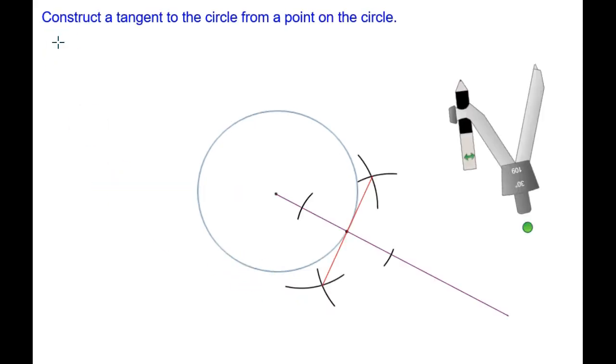If you're trying to construct a tangent to the circle from a point on the circle, the first thing you have to do is construct a ray going from the center of the circle through that point to the outside. Then the last thing you need to do is construct the perpendicular to this point of intersection. So we construct two arcs of equal distance from that point. We construct the perpendicular bisector, construct that line, and that represents the tangent to the circle going through that point.